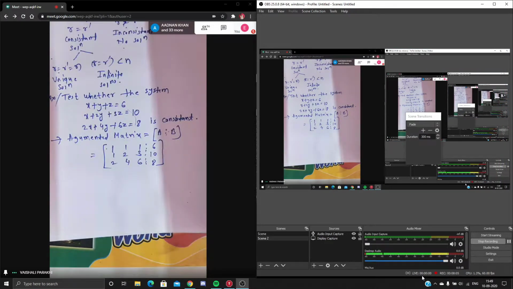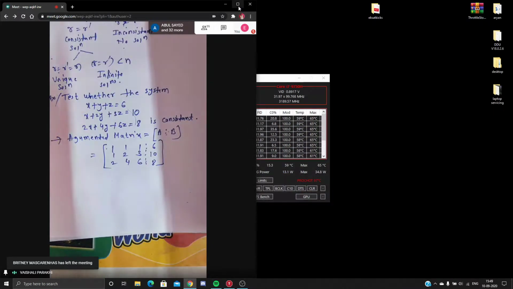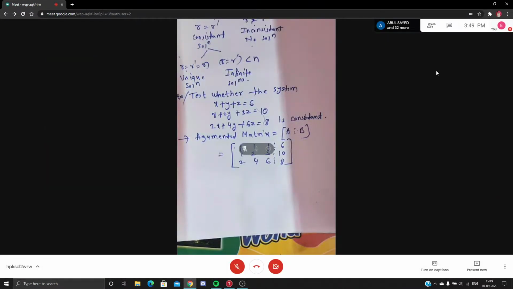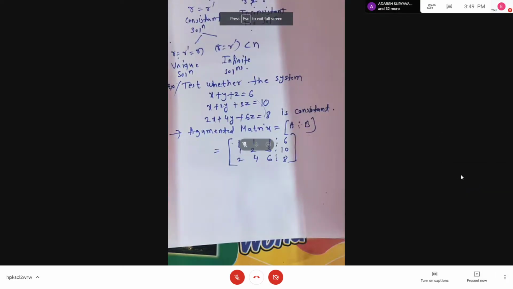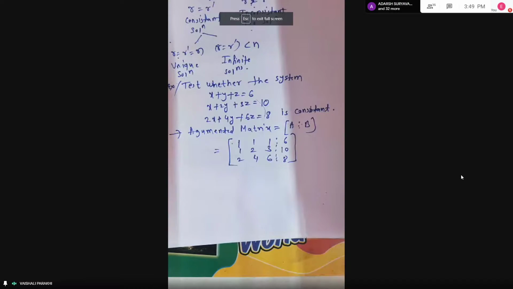Yeah, but what is the condition? The condition is you can apply only row transformation to convert the matrix to the echelon form, right? Whatever you said is correct. The first number should be non-zero, then there should be increasing number of zeros and all. But the condition is you have to use only row transformation. Okay. So let us start.